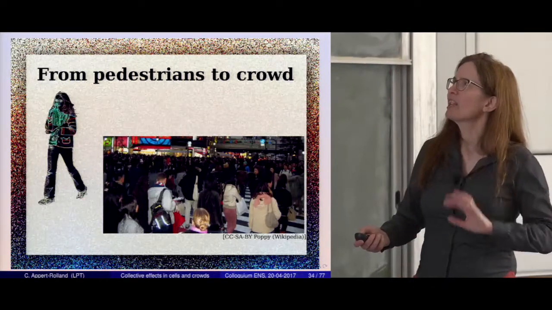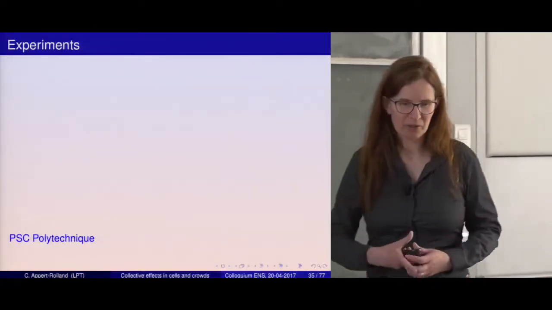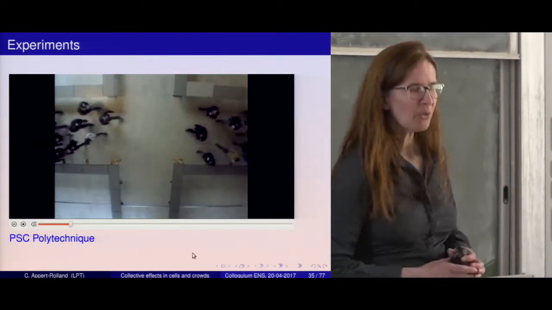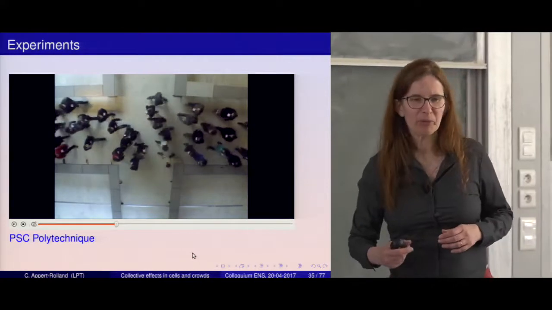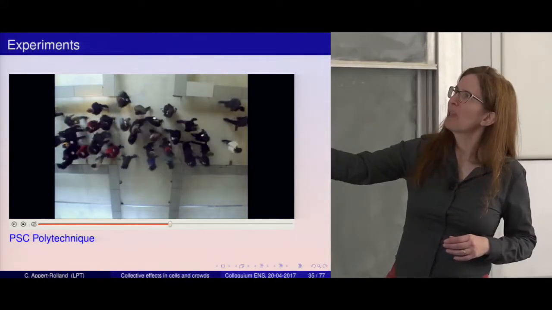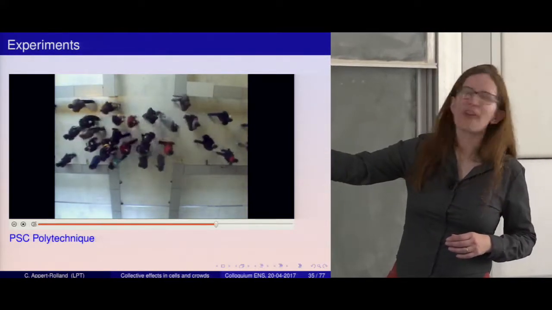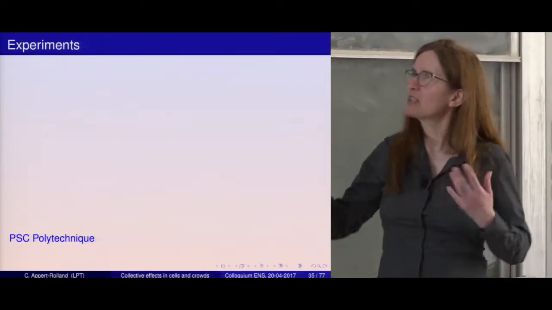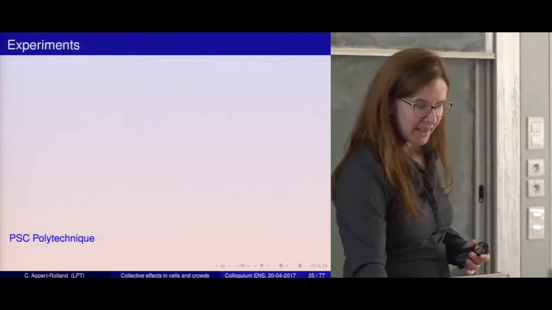So I focus on collective effects. I will show you one. When you are in a corridor and you have many people, spontaneously people form lanes. Here they even form 5 lanes, which is quite unusual. But you can actually form quite a lot of lanes.